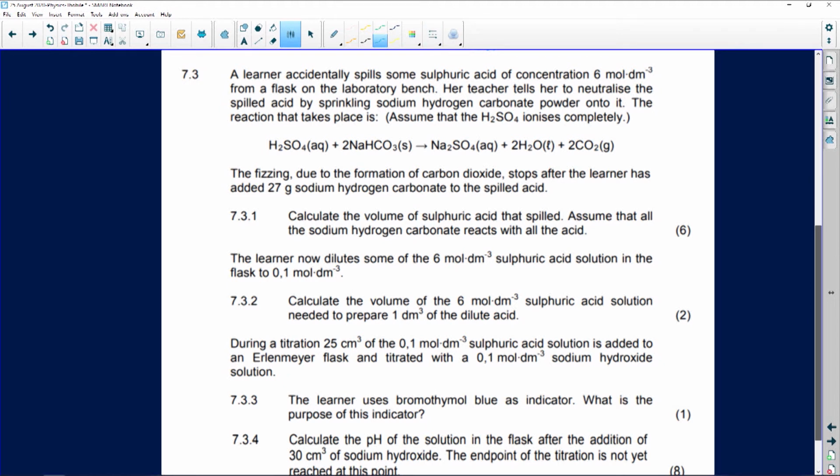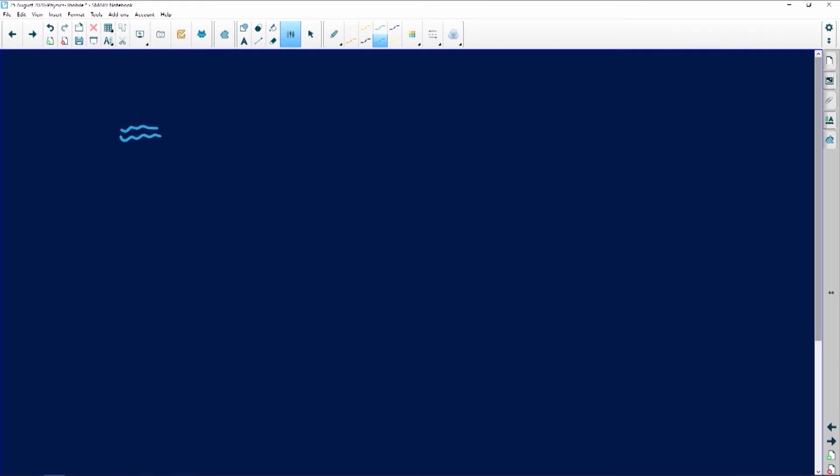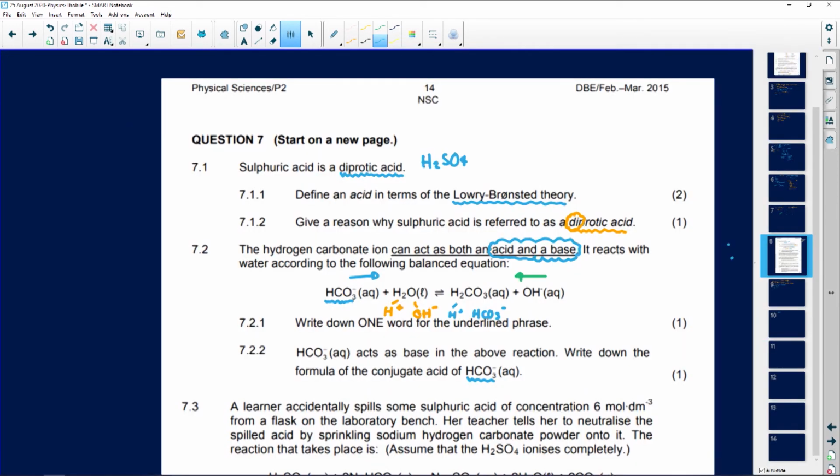We know it is an acid, which is H2SO4. It has a concentration of that. So I'm going to go back to my diagrams and I'm going to draw myself a picture. We have some sulfuric acid, which spilled somewhere. We know that they're telling us it has a concentration of 6 moles per cubic decimeter. Let's read what else they're telling us.